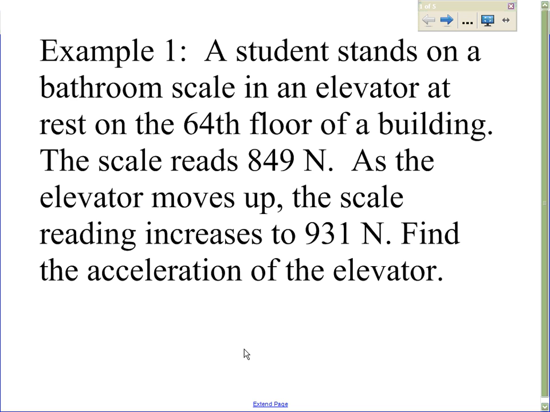So let's first pick out what we know. We know the scale when the elevator's at rest reads 849 newtons. That is the weight of the student, so I'm going to label that F sub G. As the elevator moves up, the scale reading increases to 931 newtons. That force, 931 newtons, is actually the normal force on the student. So let's go to the next page and draw a free body diagram.